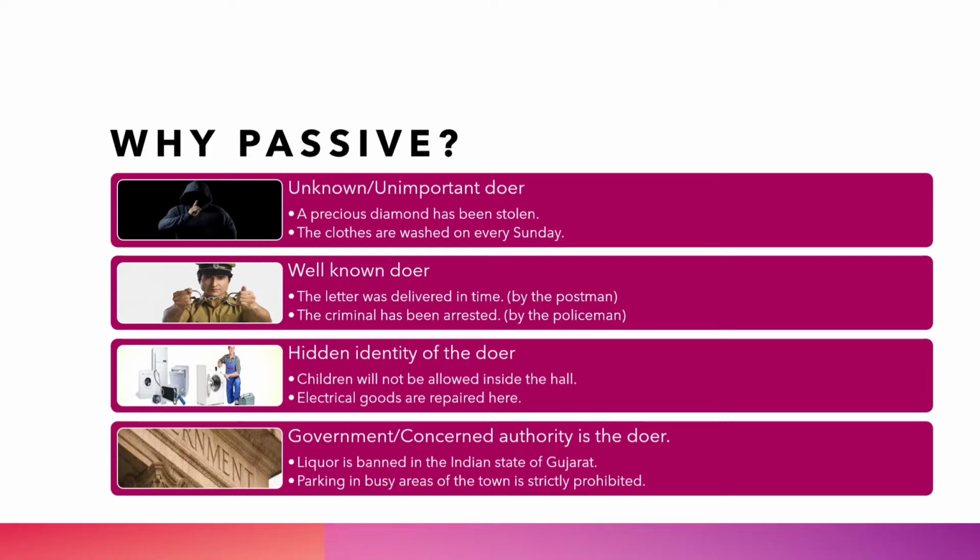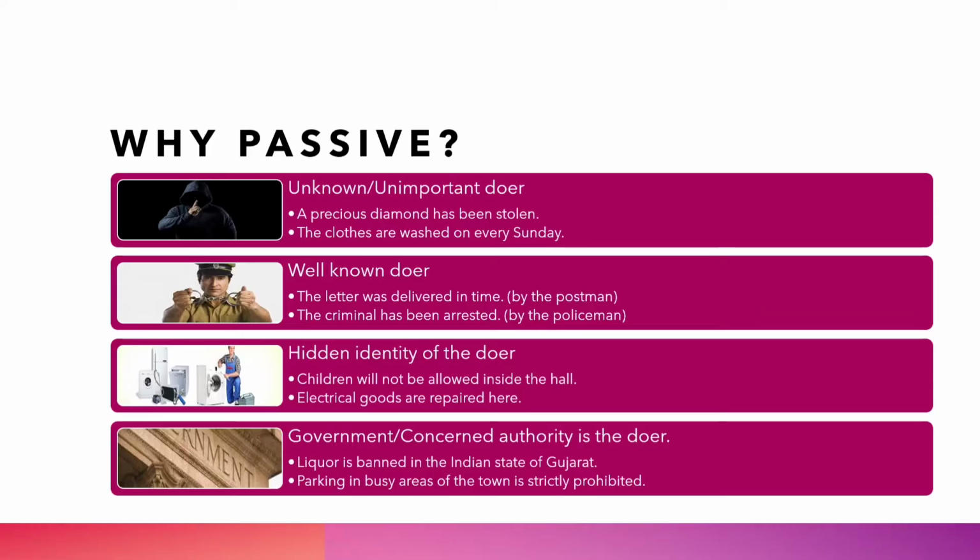So in some cases, the hidden identity of the doer is the reason we use passive voice. The doer of the action does not want to reveal his identity. That is the case. So you see, children will not be allowed inside the hall. If the person who will not allow children inside the hall writes, for example, Peter will not allow children inside the hall, that will be rude about Peter. So Peter will not like mentioning his name in that case. So Peter will instead write, children will not be allowed inside the hall. So the hidden identity of the doer is a requirement there.